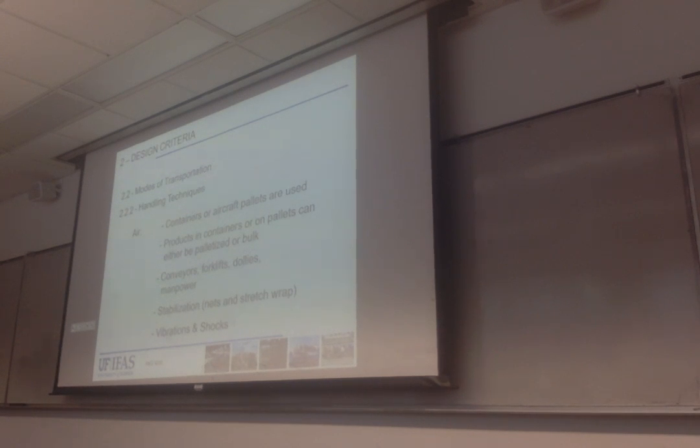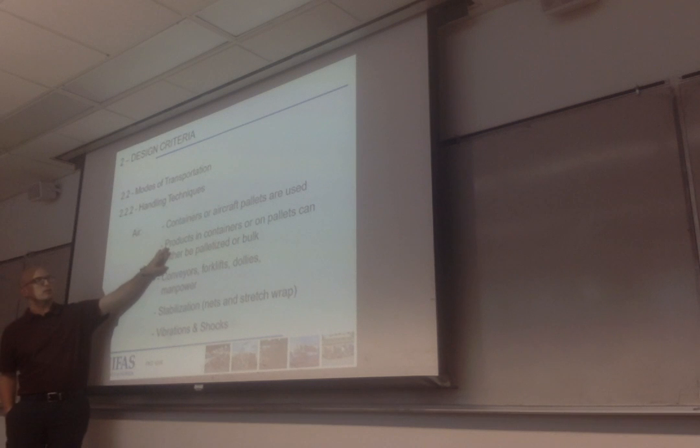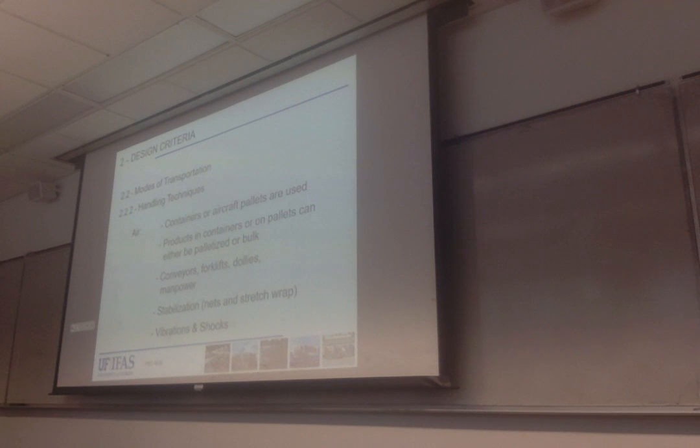As you will see, the pallets we've seen, the skids, the wooden pallets, you'll see some of them in air transport as well, but they're going to be placed inside or on what's called aircraft pallets or containers. Product in containers or on a pallet can be either palletized or bulk. And when I say bulk, I mean loose load. So it's just boxes that people will manually place inside aircraft containers or on aircraft pallets. And if you don't know what these are, we're going there very shortly.